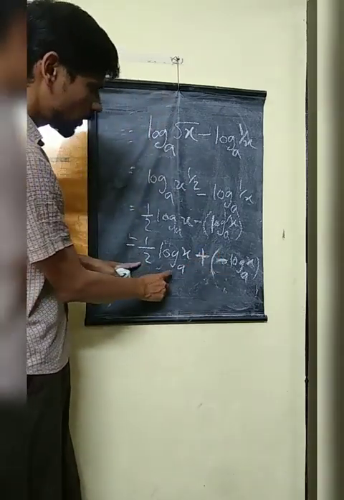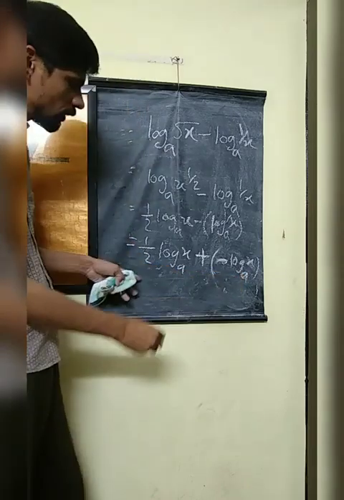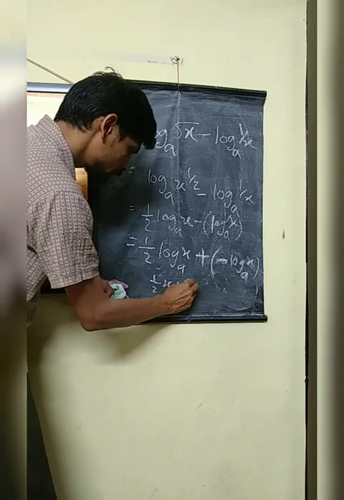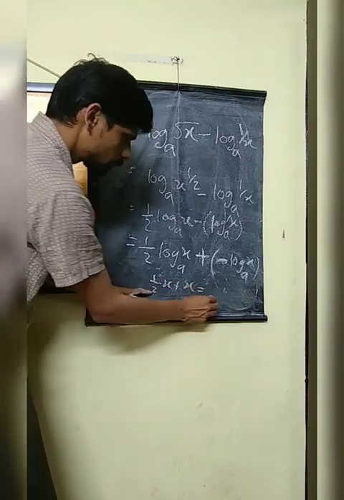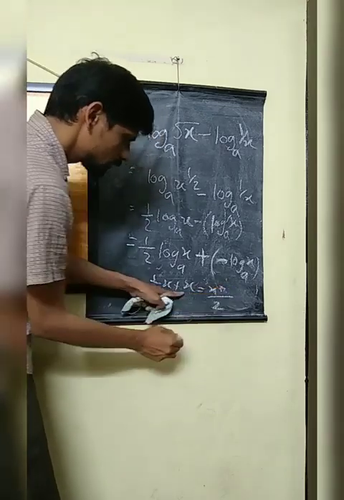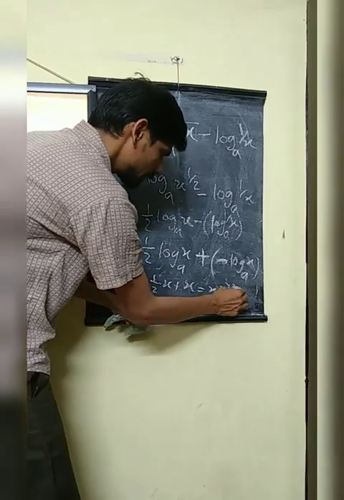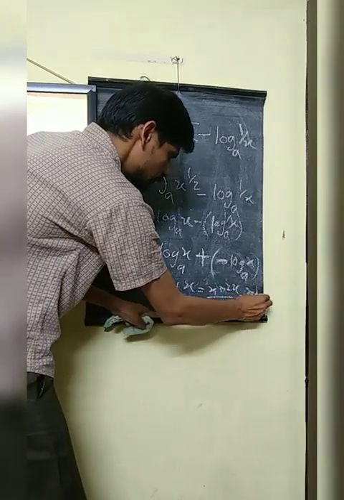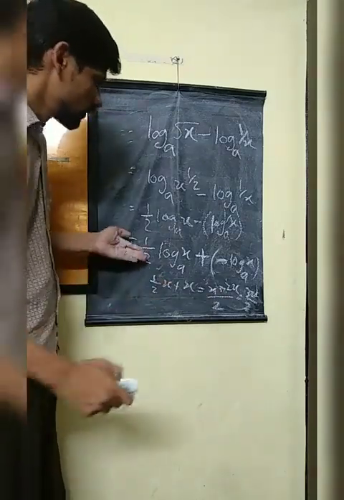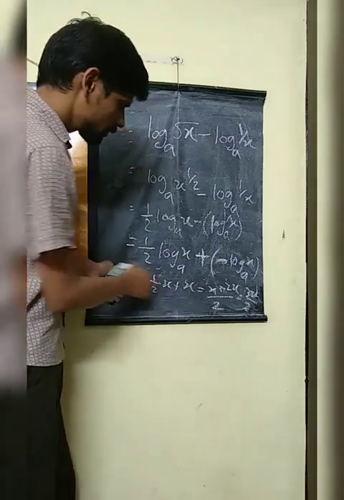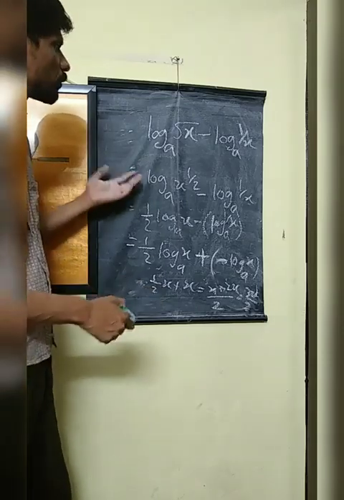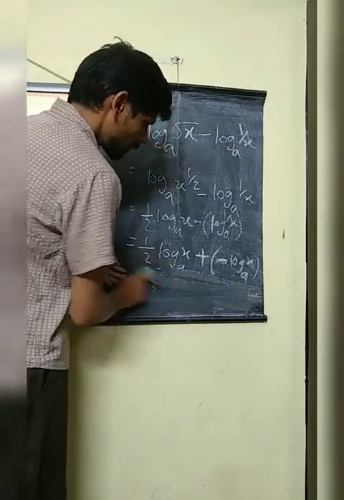See, now half log a x plus log a x, what will this be? This is the same as half x plus x. What will be the answer? So this will be x plus 2 multiplied by x, 2x. This is 3x by 2, right? 3x by 2. So the same 3x by 2, log a x, like this. So these are some sample logarithm problems.